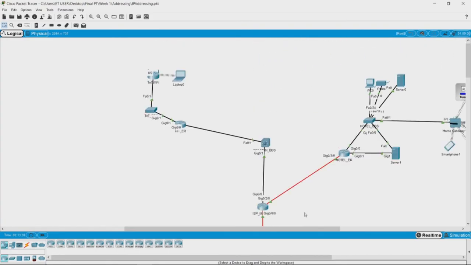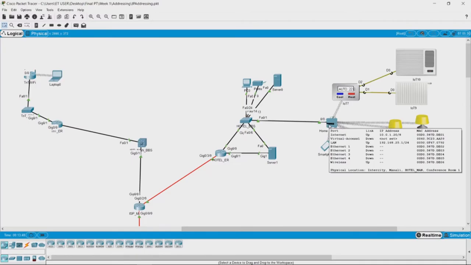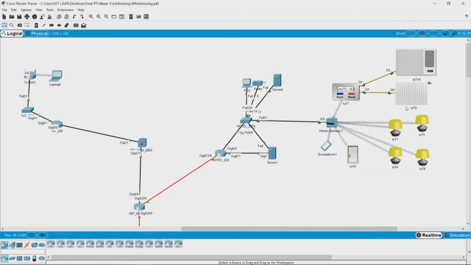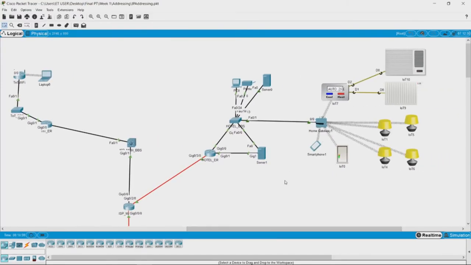And here what we have is another network. So this is a network of a hotel, a smart hotel, I would say, because this has something called the home gateway and Internet of Things based devices, like these lamps, the door, and this air conditioning and heating unit, which could also be operated over the internet. And that is one of the beauties of Packet Tracer, that it allows you to experiment with all these kinds of devices.